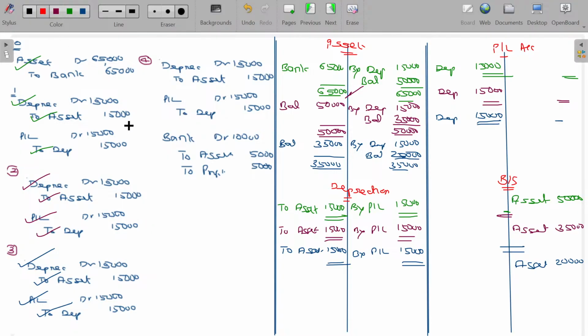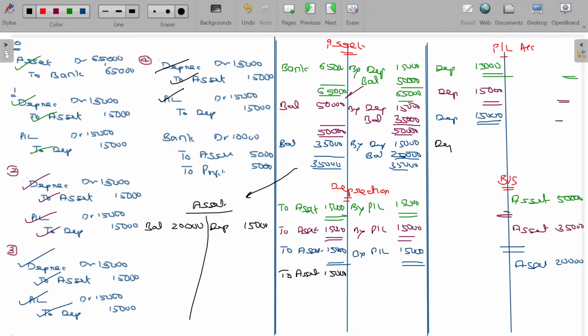Now let's move on to the last year. Depreciation to asset, being 15,000. In asset, I don't have space, so I will continue here. Balance being 20,000. In this asset, by depreciation 15,000. And in the P&L account, to depreciation 15,000. In depreciation by P&L account 15,000. Bank not required to be opened. In asset by bank 5,000 rupees. And there is a profit. So you are getting 10,000 rupees. You put the value 10,000 here. The profit should be on the other side. 5,000 here. Bank. Profit on sale.